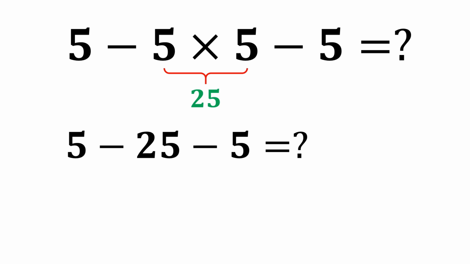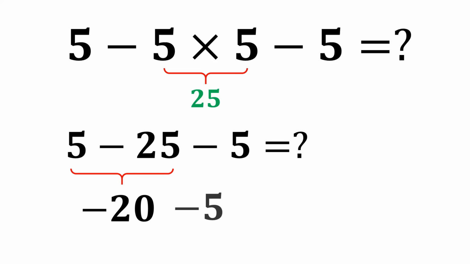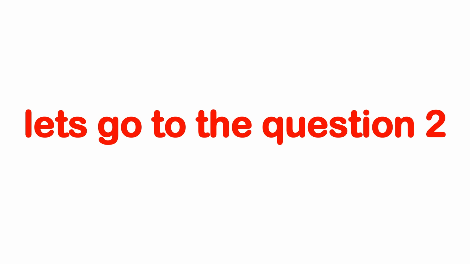And here's a key point. When operations are at the same level, like 2 subtractions in a row, you go from left to right. So 5 minus 25 equals negative 20. Then negative 20 minus 5 equals negative 25. Done. The correct answer to question 1 is negative 25. Enjoyed that? Now, let's go to question 2.